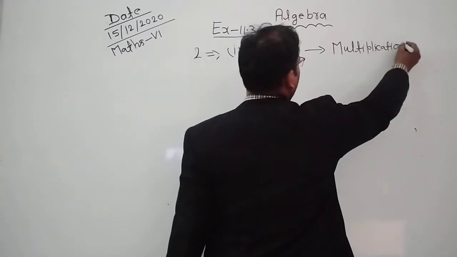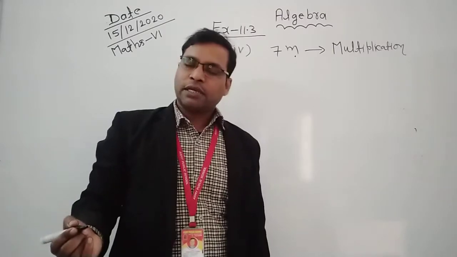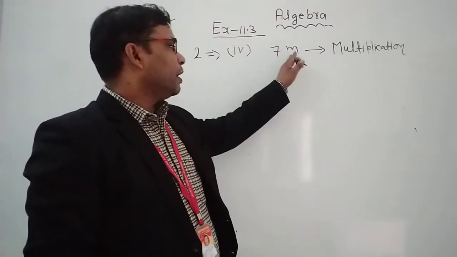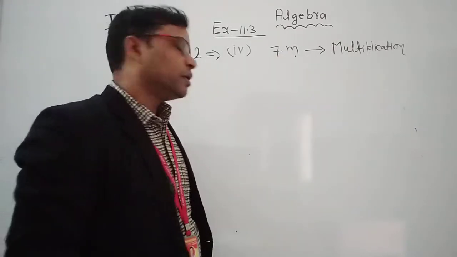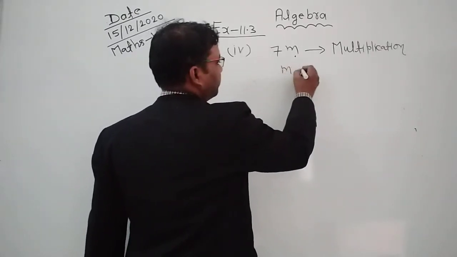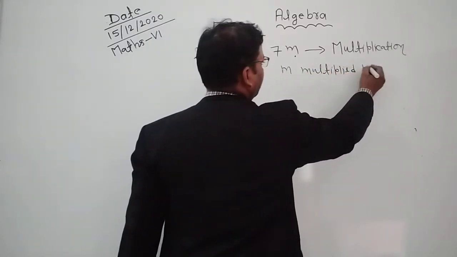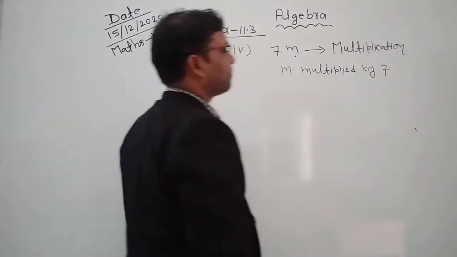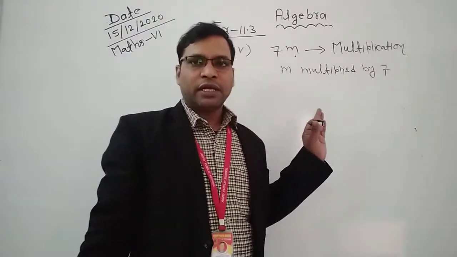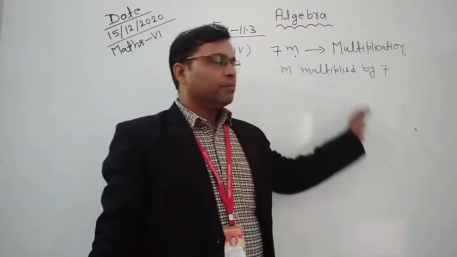Now you write how the expression has been found. So for this expression you write m multiplied by 7. This is clear, 7m. We identify the operation is multiplication, and how the expression has been found: m multiplied by 7.